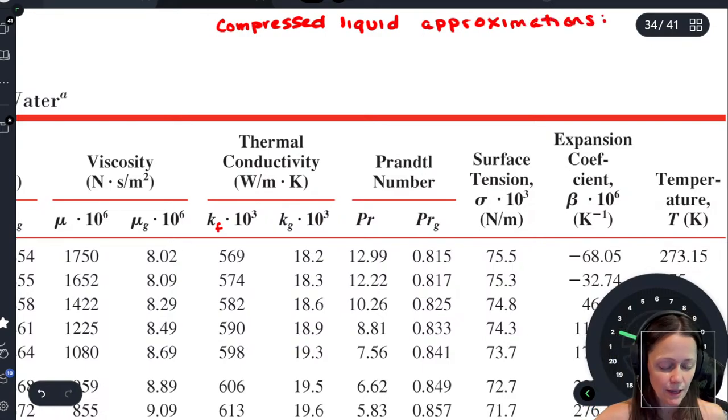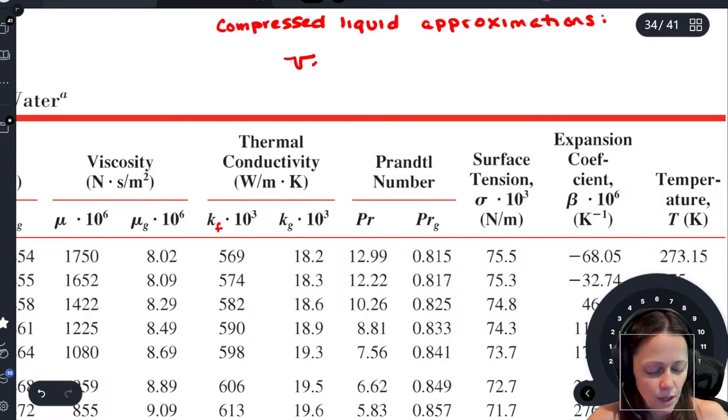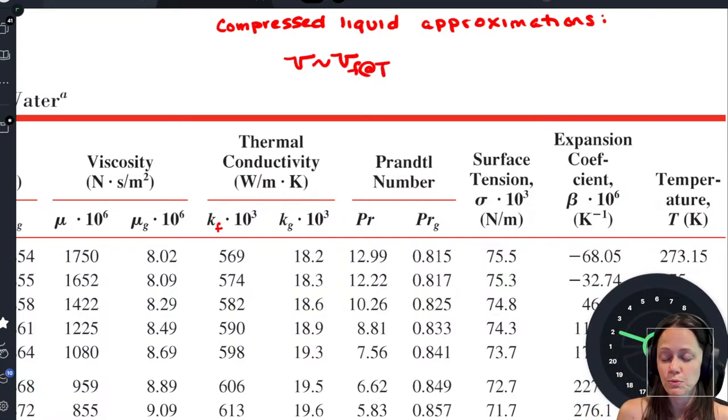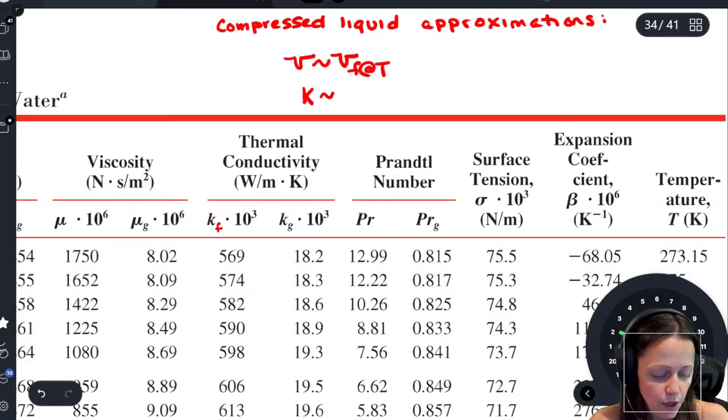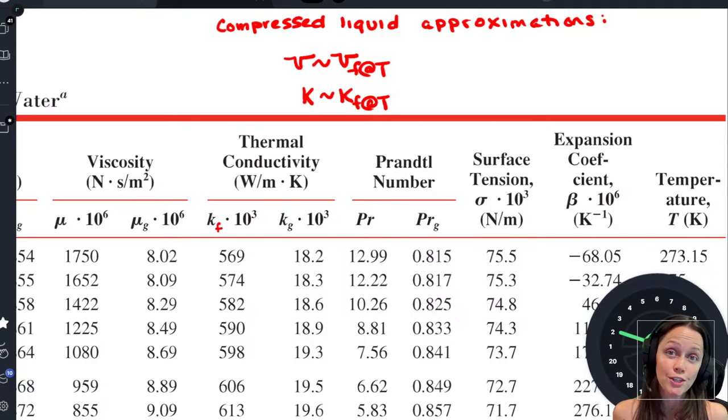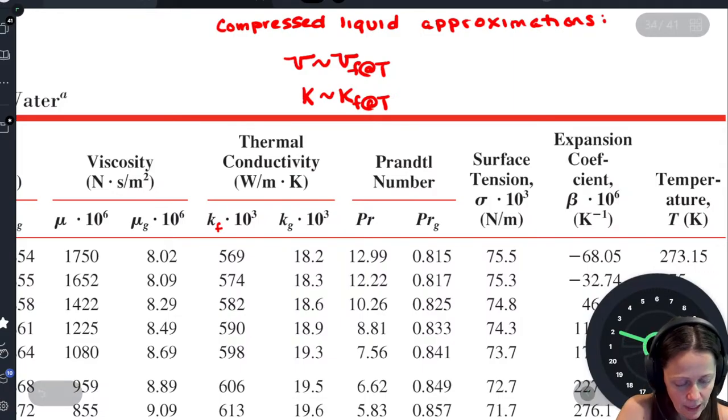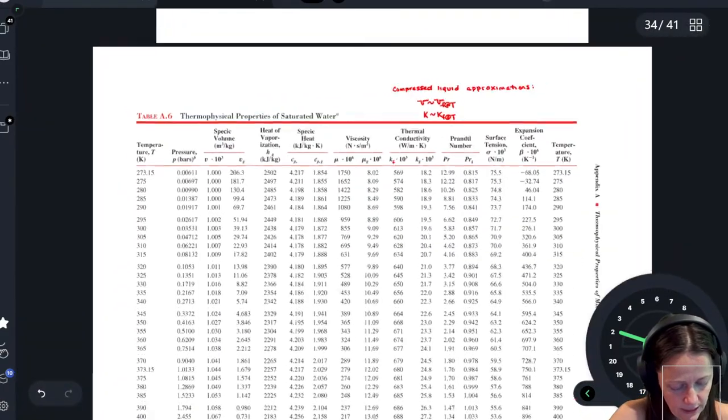So it may look familiar to you, this v approximated as v sub f at whatever the temperature is. You had similar relationships for internal energy, enthalpy and entropy. That might look familiar, and we're going to do the same thing here. So we have liquid water, and we're going to approximate that as k sub f at whatever this temperature is. It's another compressed liquid approximation.